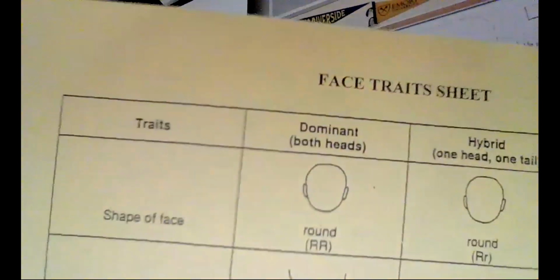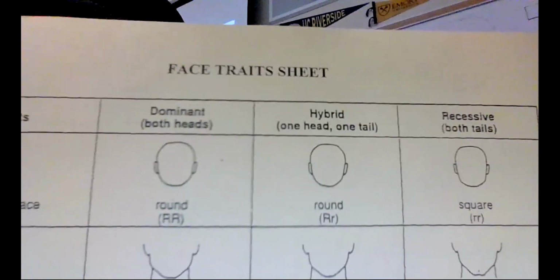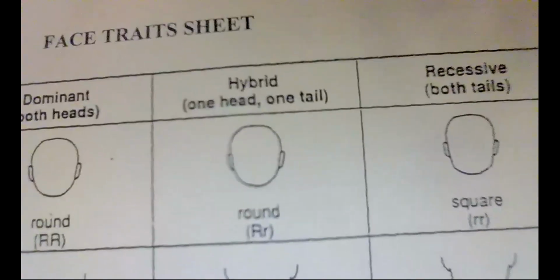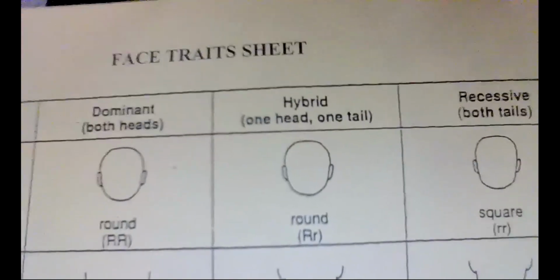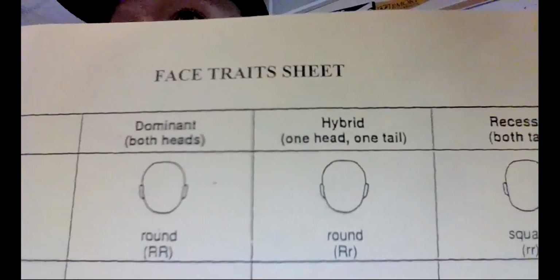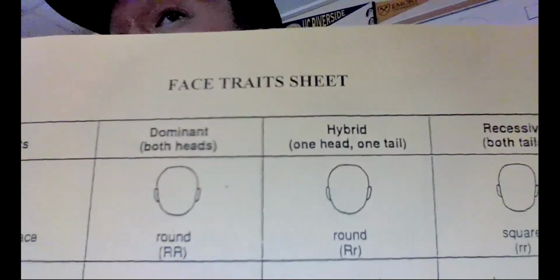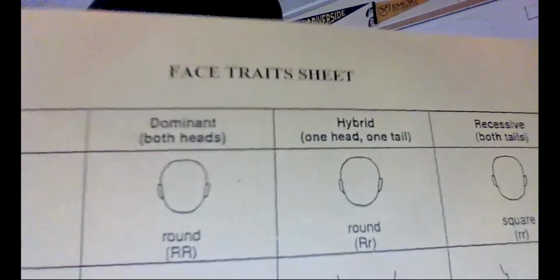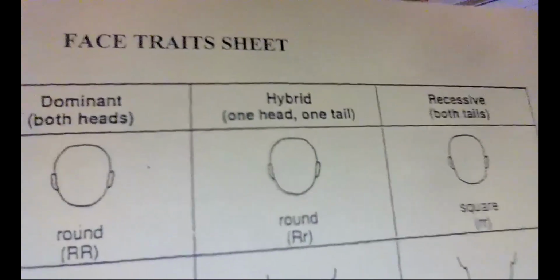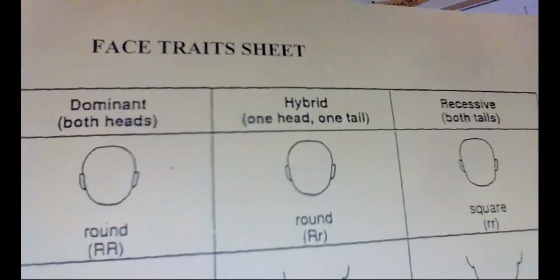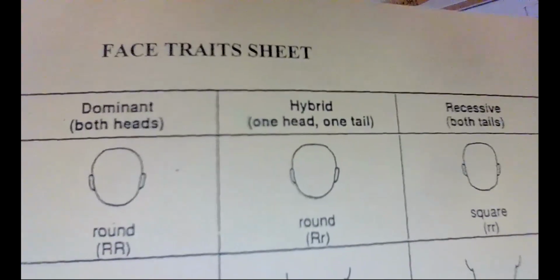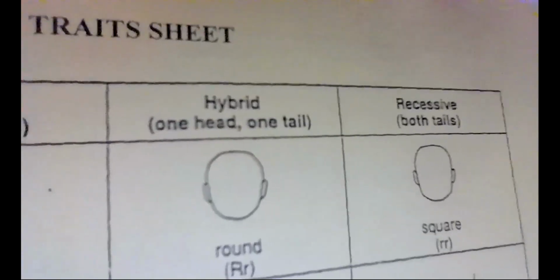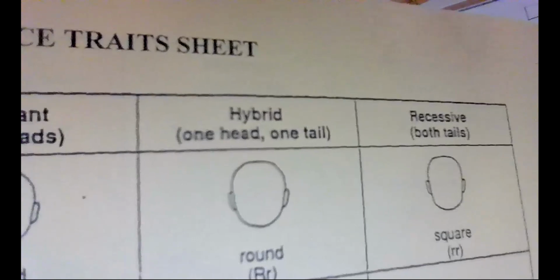The first one, let me see if I can zoom in enough. Can you guys see there's three genotypes and three phenotypes there? Can you see that? Okay. The first one on the left is big R, big R. They choose the letters for you. If you're big R, you're going to have a round face. If you are big R, little r, if you're heterozygous, which all of you are, you're going to have a round face also. So it appears that round is dominant. If you are little r, you're going to have a squared face.